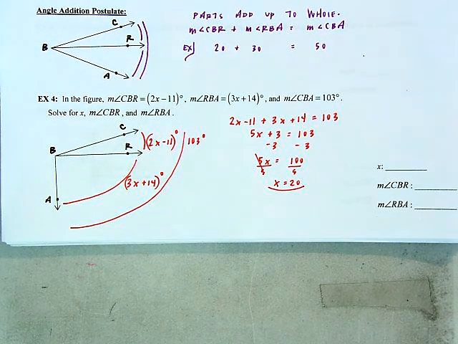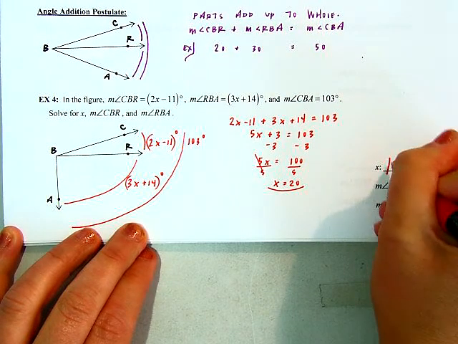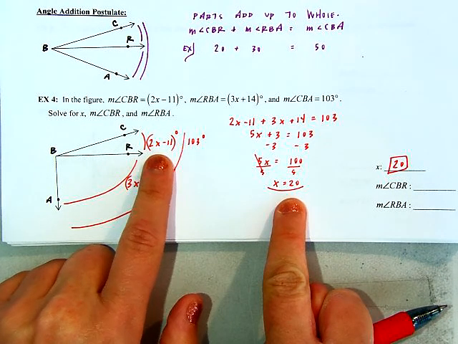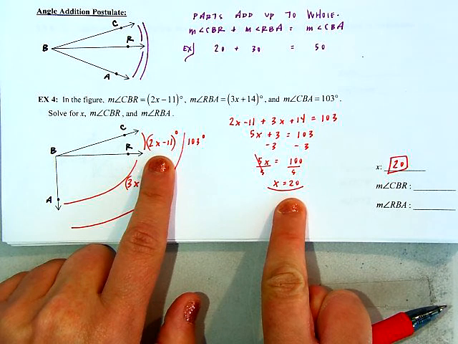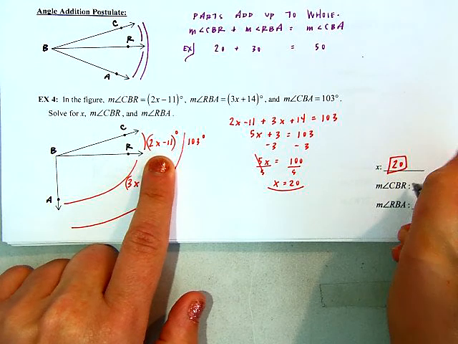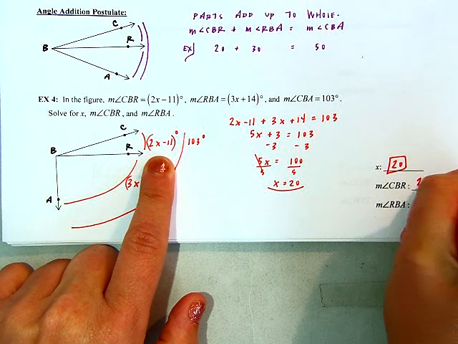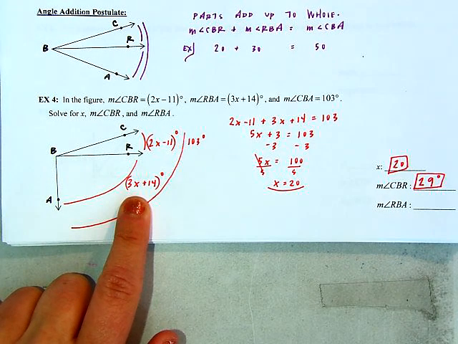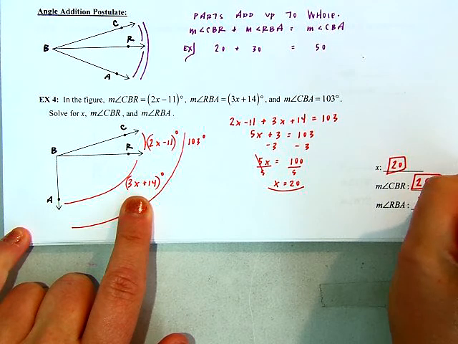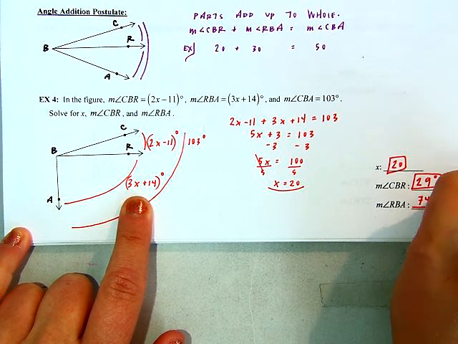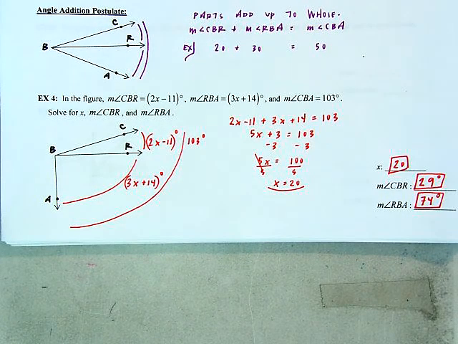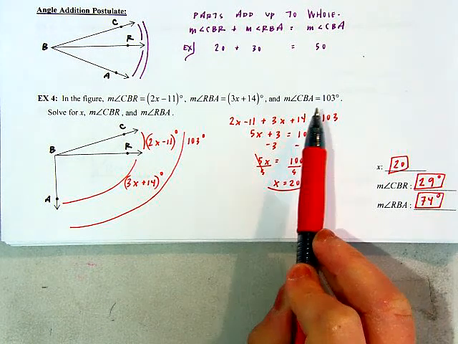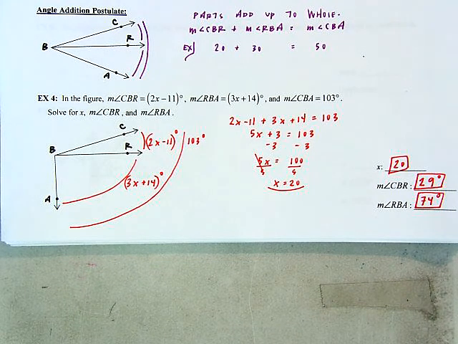So then I just have to write the 20 right here and then plug back in. So if I plug the 20 in for this smaller angle, CBR, 2 times 20 is 40, and then minus 11 is 29. Okay, RBA here, 3 times 20 is 60, plus 14 is 74. Okay, and I always just want to double check. I want to make sure I didn't do any bad math. Is 29 plus 74, does that take us back to 103? Absolutely, it does. We are good.